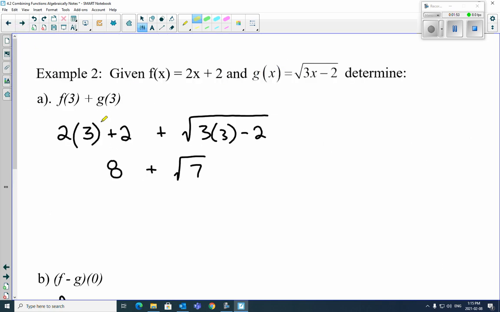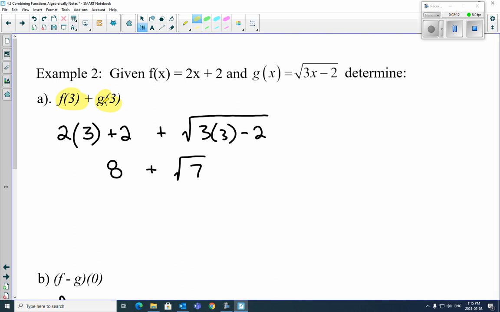So we got another two functions here. F of x is 2x plus 2, linear, right? And we have g of x, which is root of 3x minus 2, right? And that looks slightly different. So this one is a little different. So we have f of 3 plus g of 3. What that means is you take the function f, and wherever you see an x, you replace it with a 3. And then just do the same thing with g.